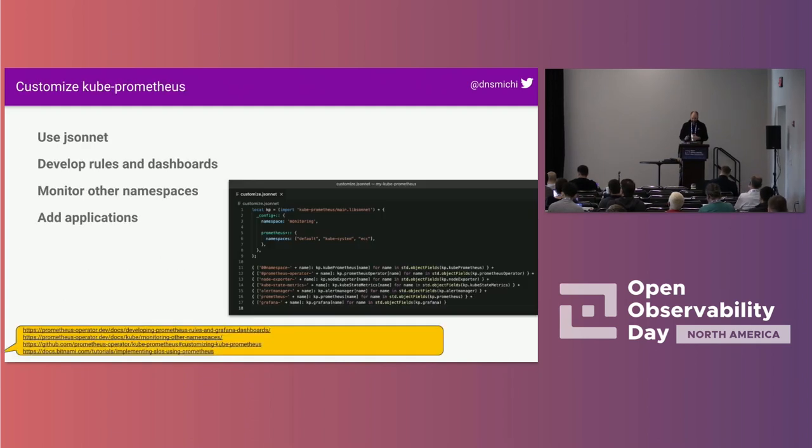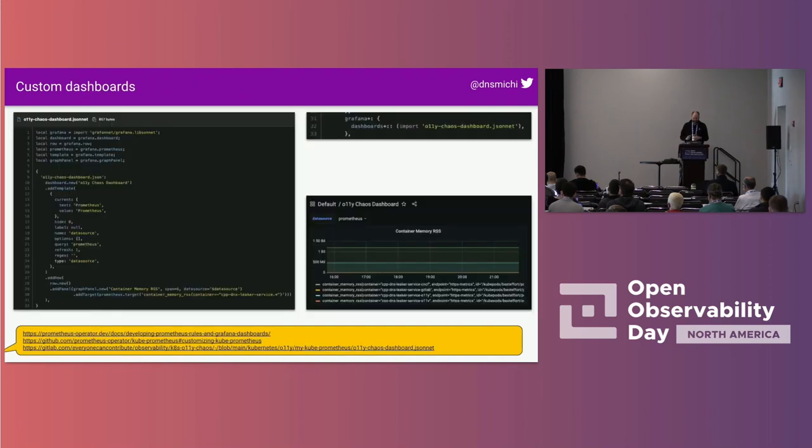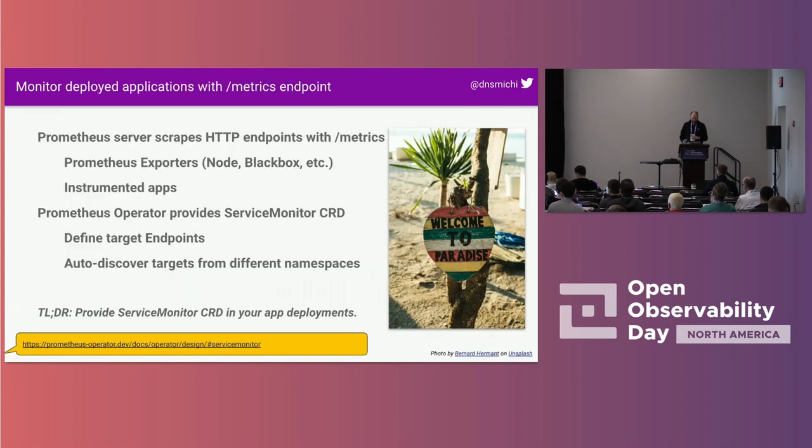If you want to go into customizing Kube Prometheus, you need to learn Jsonnet. But I found it rather easy and well documented to learn. You can develop your own rules and dashboards, and for example, by monitoring other namespaces, adding applications, you can also create custom dashboards, adding a data source in Grafana for Prometheus, add a panel, add a dashboard, and even automate everything and not having to create everything by hand.